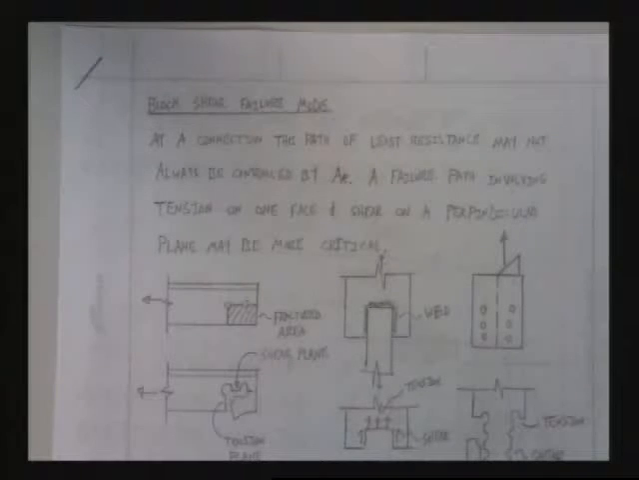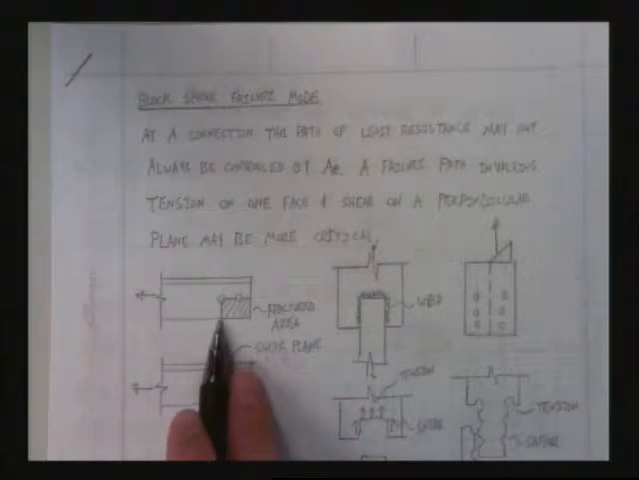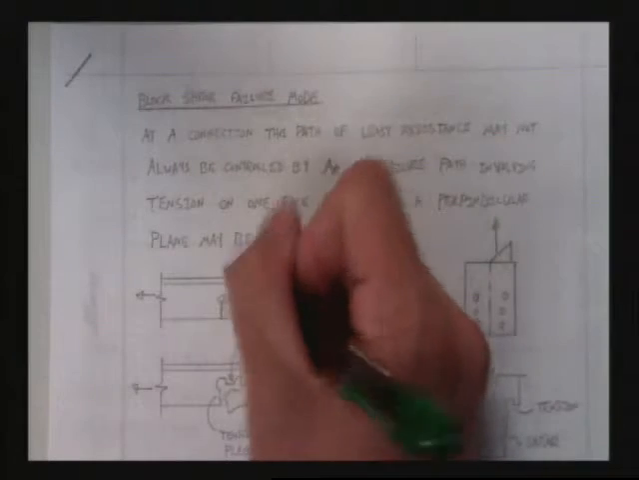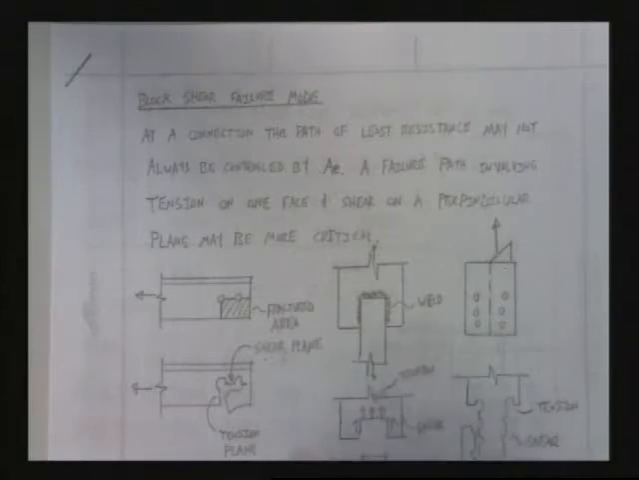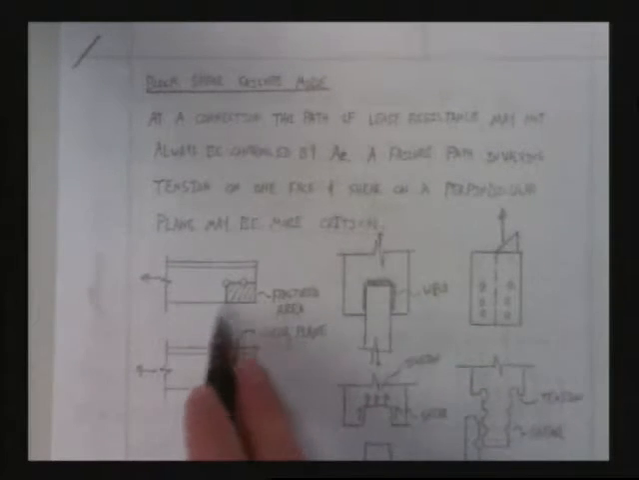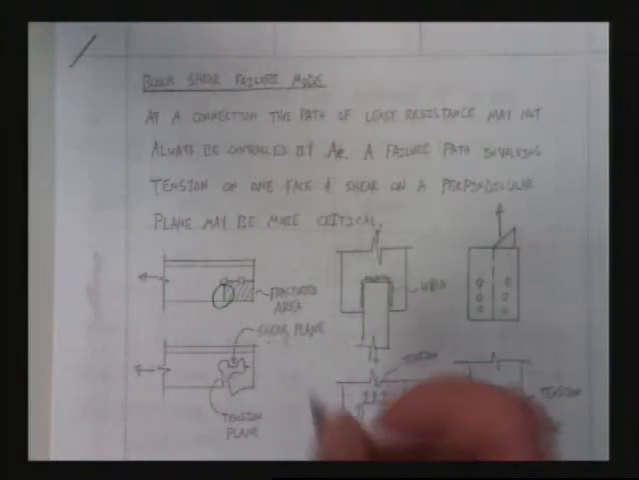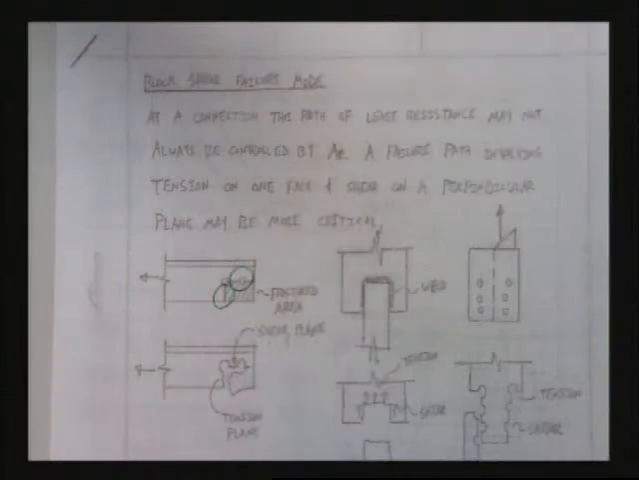Okay. Block shear. Who has not seen block shear? Anybody? Everyone's seen it. Great. Well, then I will go through it at rapid speed. Block shear failure mode. At a connection, the path of least resistance may not always be controlled by A sub B. In this type of fracture, it may not always be straight across. Sometimes nature will want to fracture or yield on one face and then simultaneously fracture and yield on the other face.